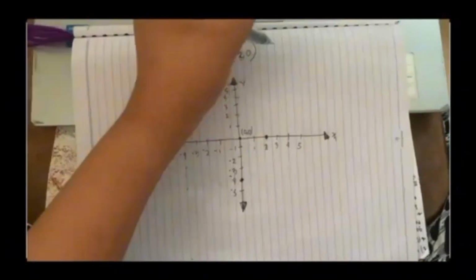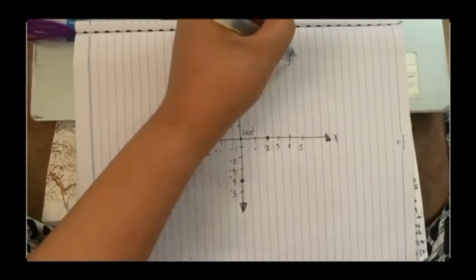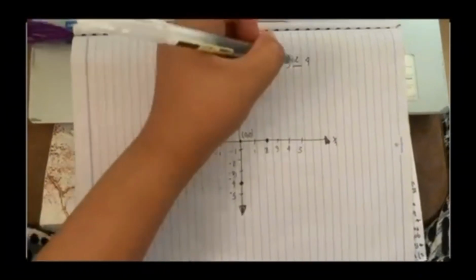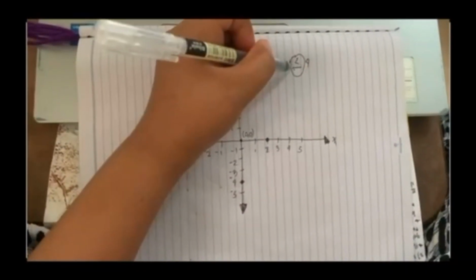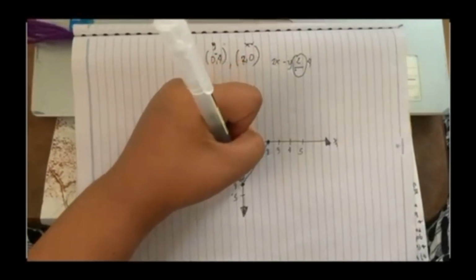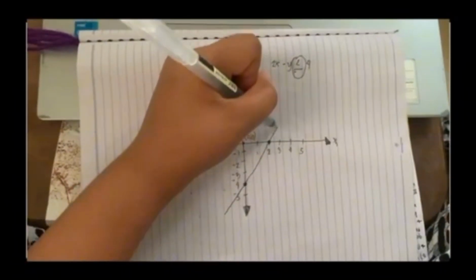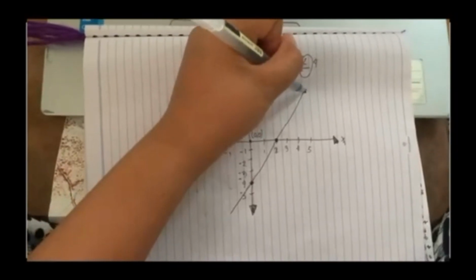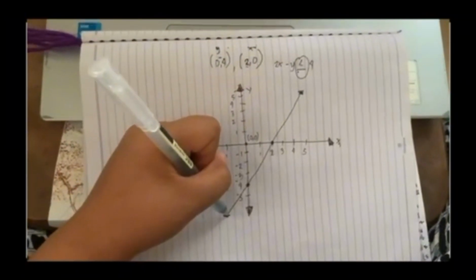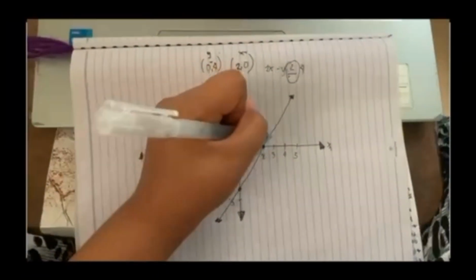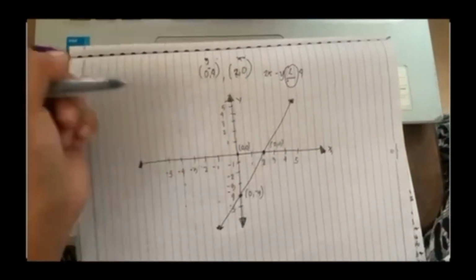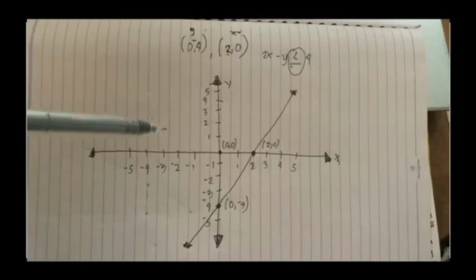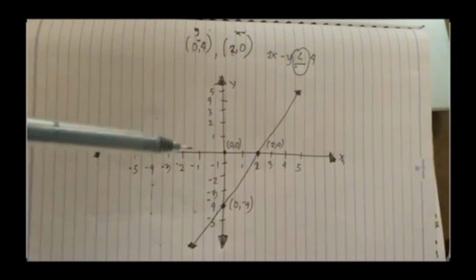Our inequality is 2x minus y less than or equal to 4. Its sign has an equal part, so our boundary line is solid. It is not broken, it is solid because it has an equal sign. Here are the points 0, negative 4 and 2, 0. We solved the test point, and the result of the inequality is true.